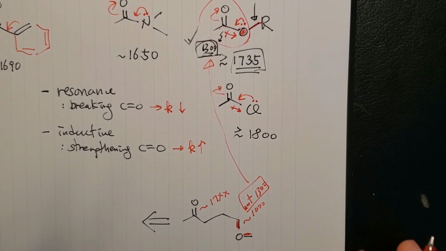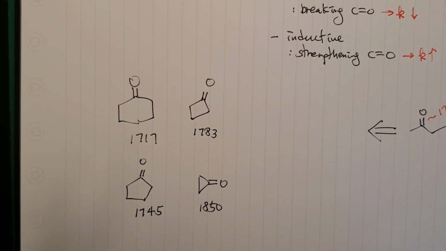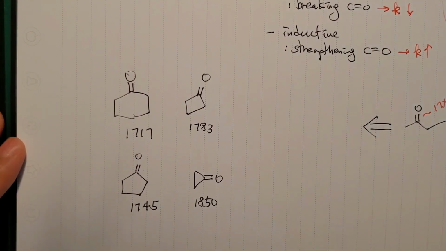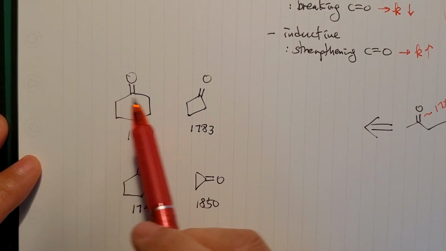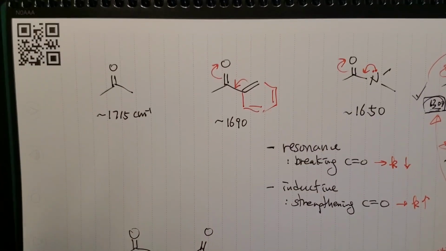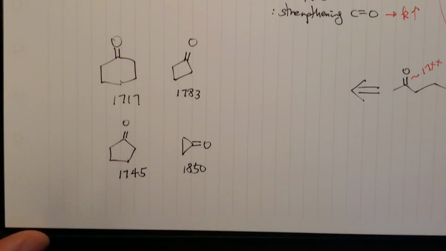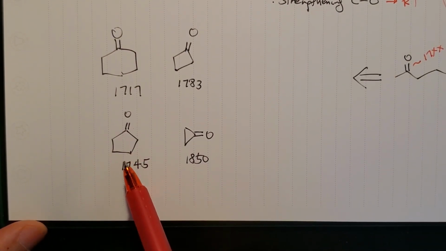Okay, so here, if you only pay attention to the different numbers for the different functional groups of the carbonyl, there is a problem right there. Cyclohexanone is 1717, that's close to the typical carbonyl group. And if you go to cyclopentanone, the number jumps to 1745.